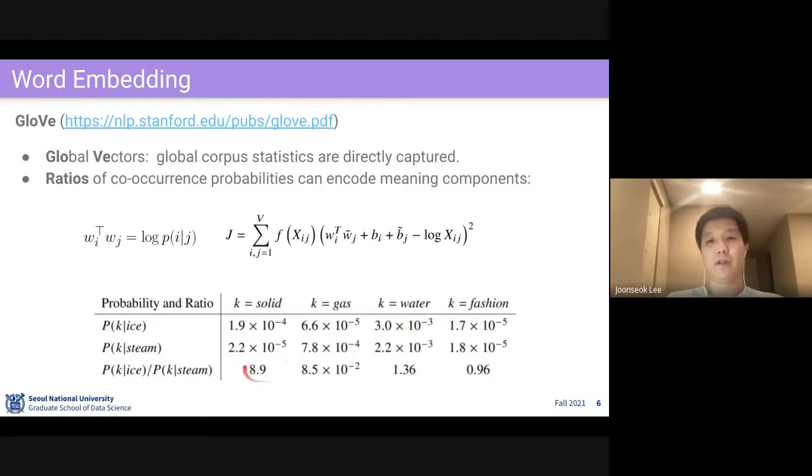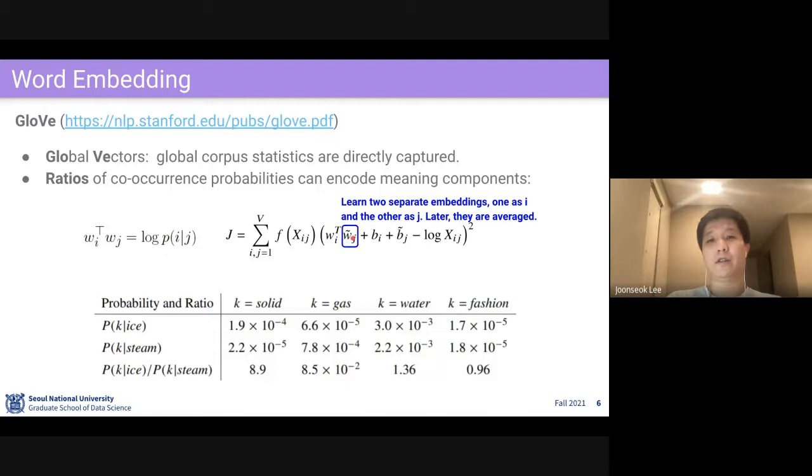Given the steam, it's like 9 times larger, and this is much smaller. From that observation, they have this loss function. Here they would like to learn the word embedding for 2 words, word I and J, and their goal was that their inner product is similar to the log of the conditional probability of observing I given observing J. So word embedding I is for this word, and word embedding J is for this word.